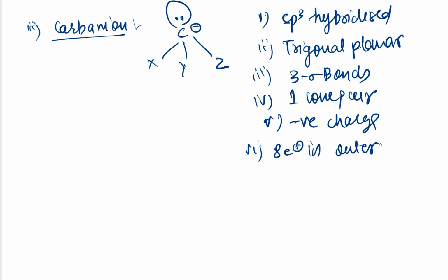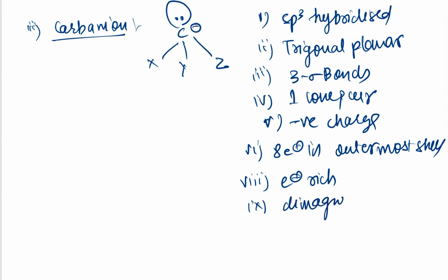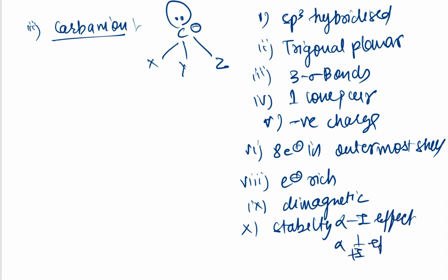It has 8 electrons in the outermost shell. It is electron rich. It is diamagnetic. And again, its stability: the negative charge will push the electrons, so it is affected by the -I effect and the +I effect, inversely proportional to the +I effect. Now let's solve some problems related to the stability of carbanions.